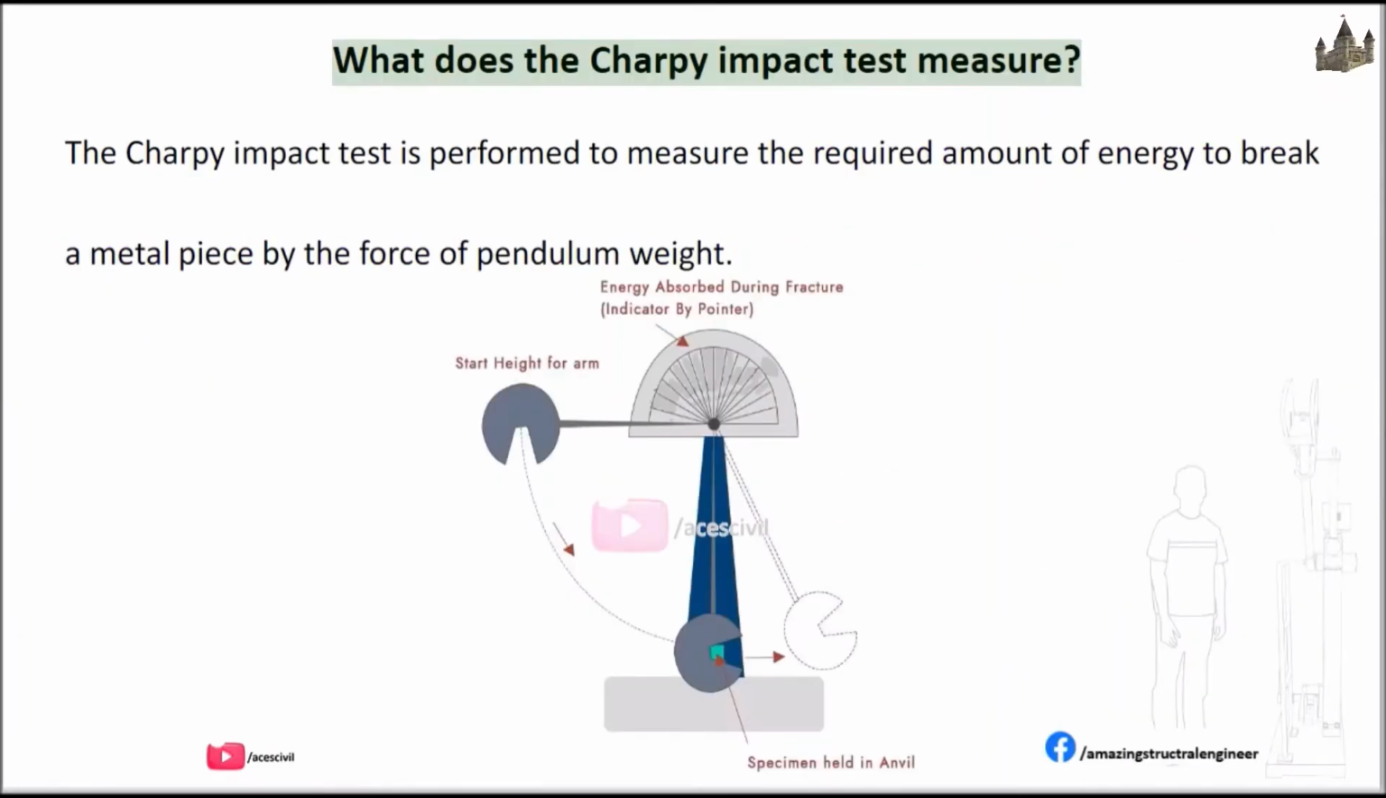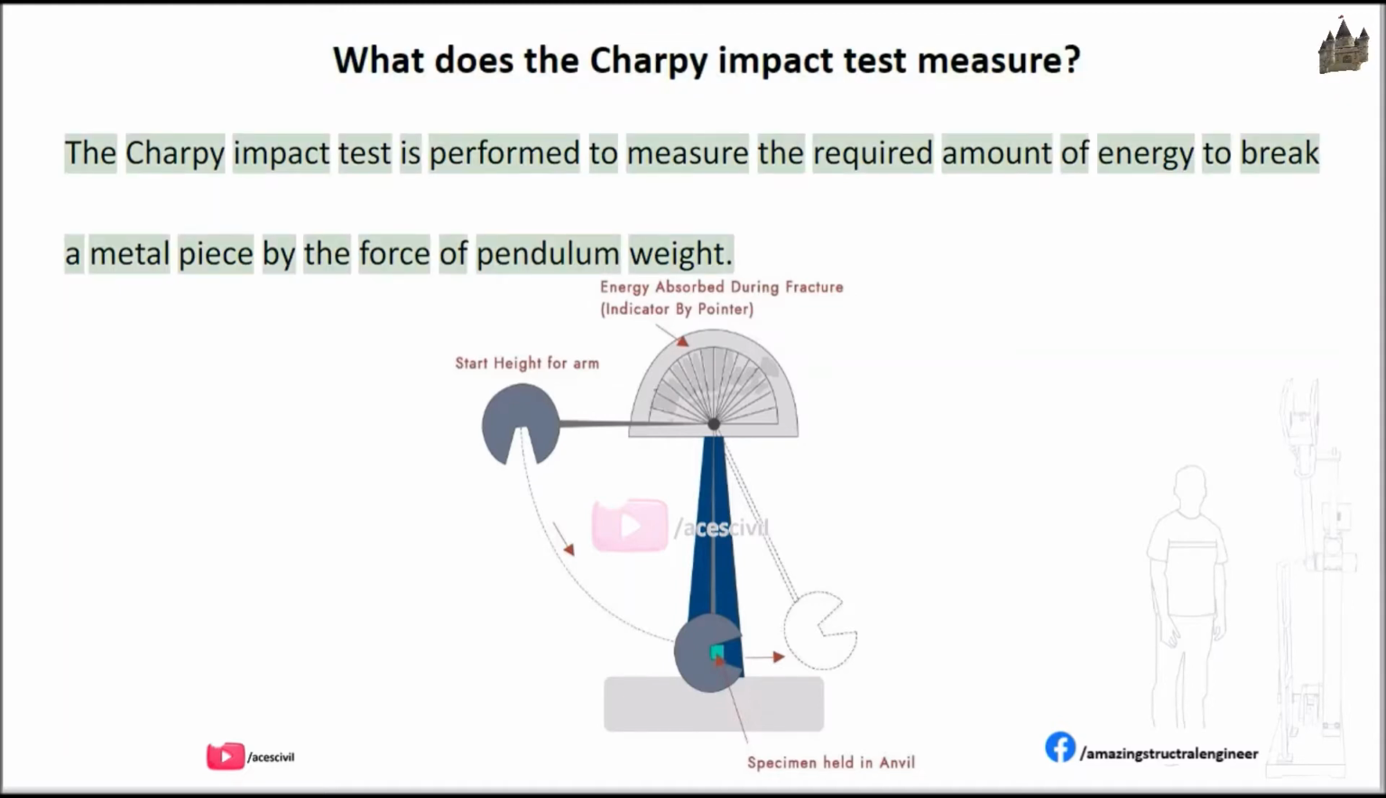What does the Charpy Impact Test measure? The Charpy Impact Test is performed to measure the required amount of energy to break a metal piece by the force of the pendulum weight.